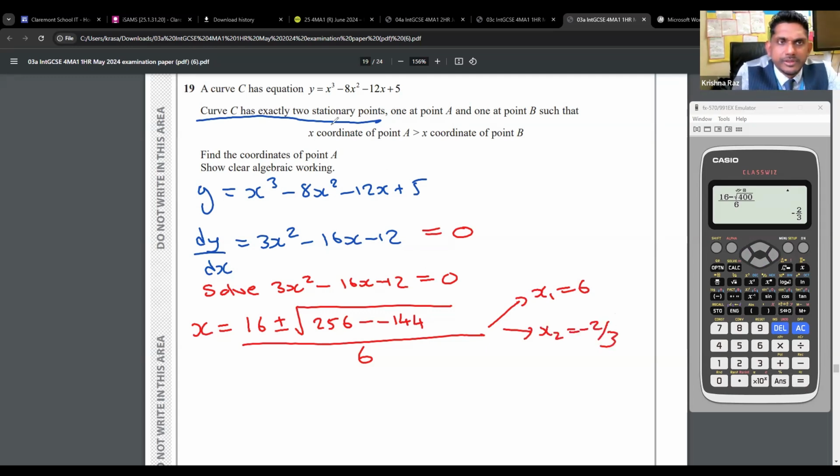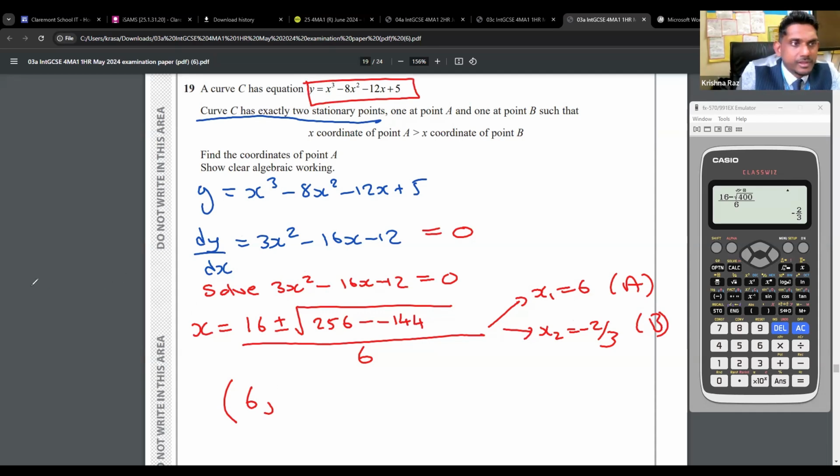Well, we're told that curve C has 2 stationary points, one at A, one at B, such that A is bigger than B. So that must be A, that must be B. Find the coordinates of A. Nice. So we know x is 6, and then we have to substitute into the original equation to find the corresponding y value. So if I sub into the original, I've got y equals 6 cubed minus 8 times 6 squared minus 12 times 6 plus 5.